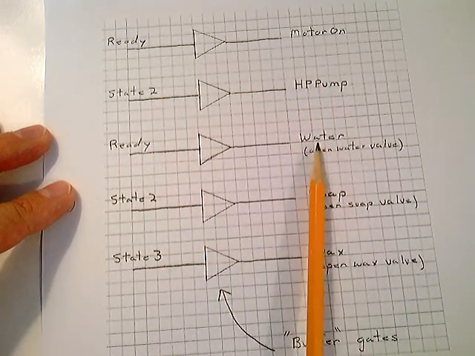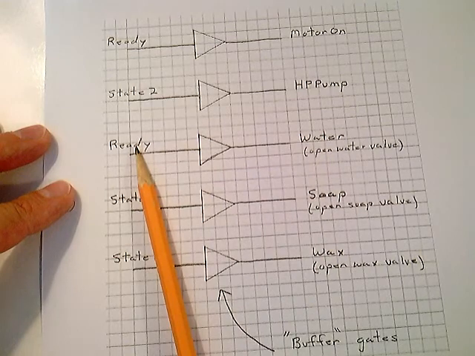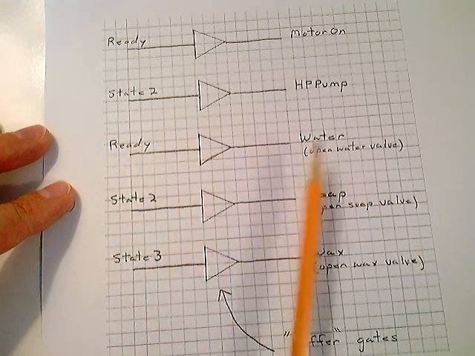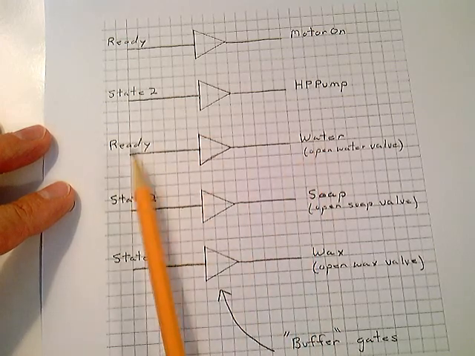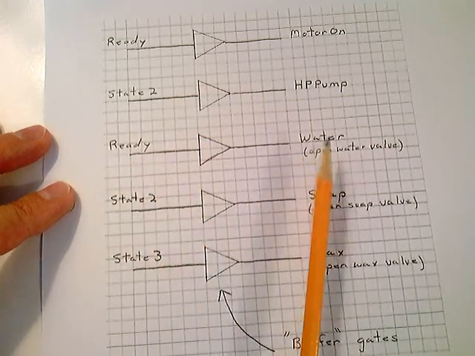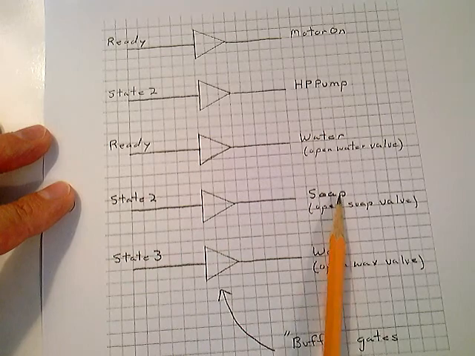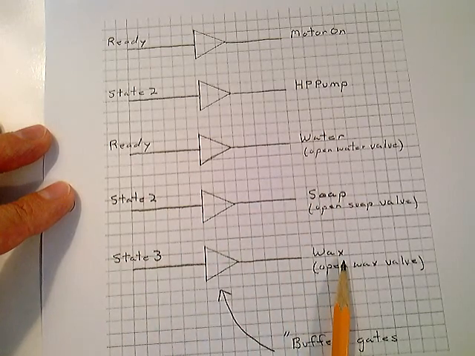Now, here, when do you turn on the water? Anytime you're ready. Anytime you're in a ready mode, you have water. You're either rinsing, or you're washing, or you're waxing. So anytime you're turned on, you're doing the water. State 2 is when you call for the soap. State 3 is when you call for the wax.